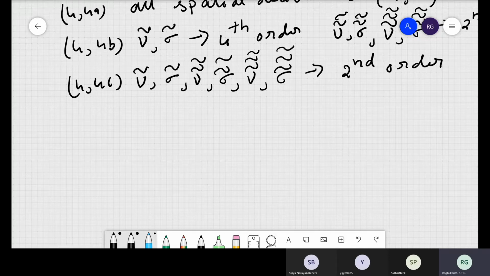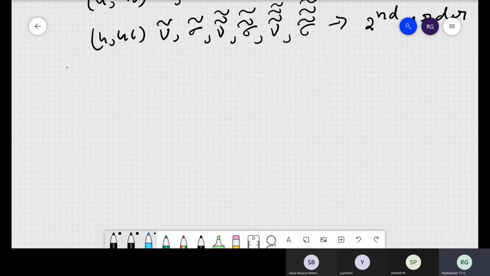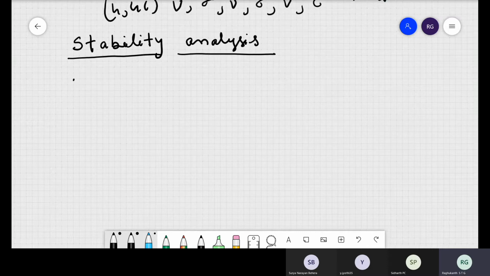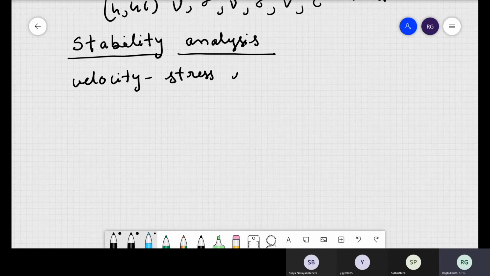Now let us see, we want to find out the stability analysis. This is very important. So how do we check the stability? You followed. Long back we discussed in great detail the one-dimensional wave equation. Now we are using the velocity stress formulations. So now I want to check whether this entire thing is stable or not.